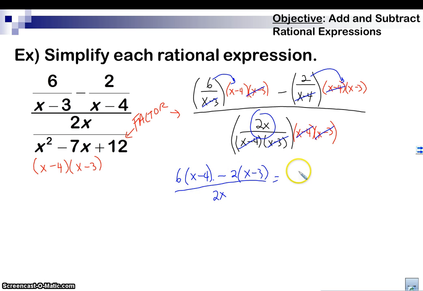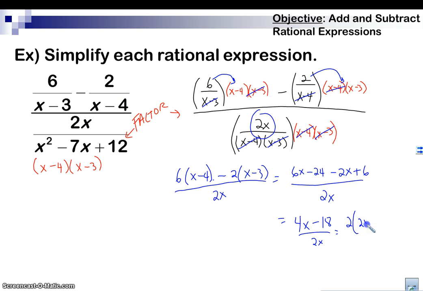So let's simplify that by distributing the 6 into that parentheses and the negative 2 into that one. And finally, we're going to add like terms. So we're going to get 4x minus 18 over 2x. Oh, it looks like we can still simplify because we got 2's all over the place here. So 2x minus 9 over 2x. The 2's cancel out. Okay, so our final answer here, guys, is 2x minus 9 all over x. Okay, so that's how we do this one.